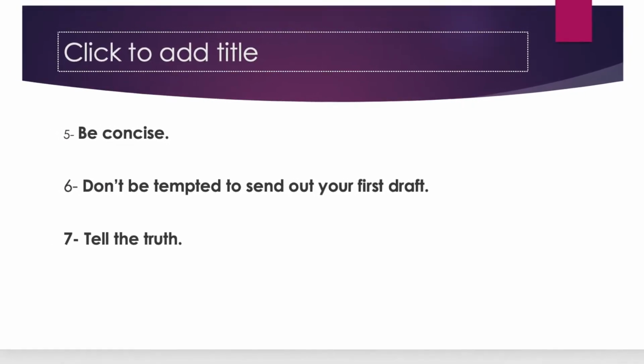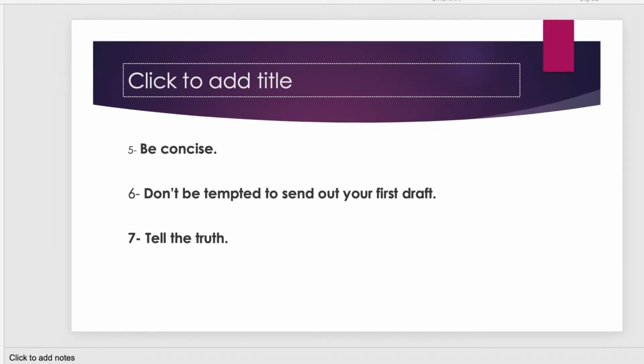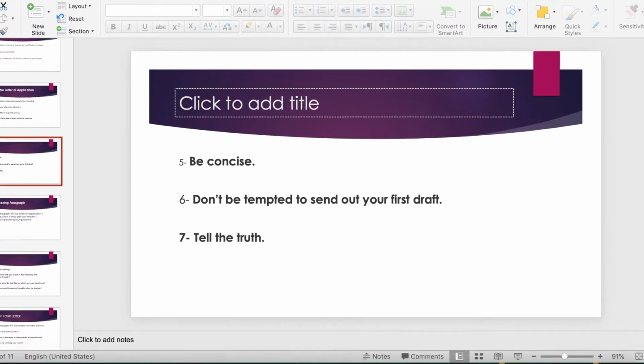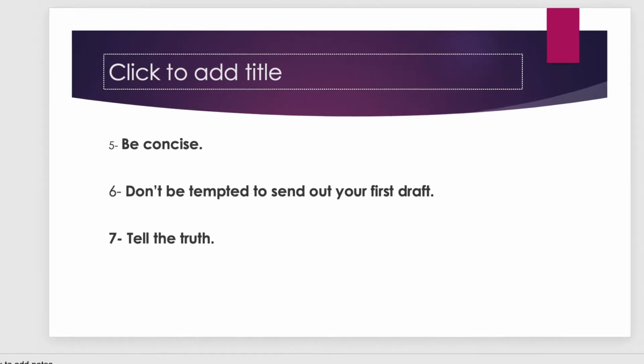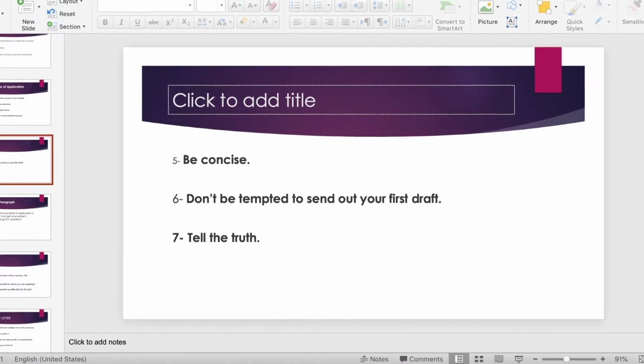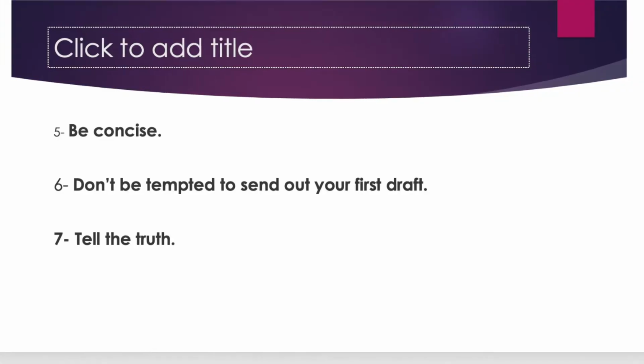The last one, tell the truth. You don't need to exaggerate the importance of any previous job experience or academic work. Never mislead a potential employer by lying about anything related to degrees, continuing education, and so on. Tell what you have.